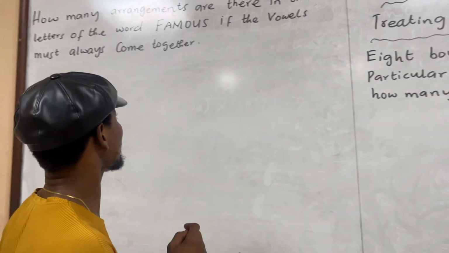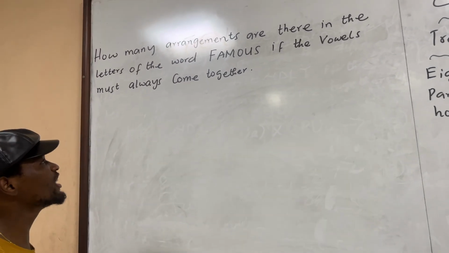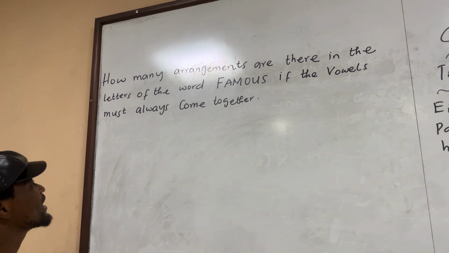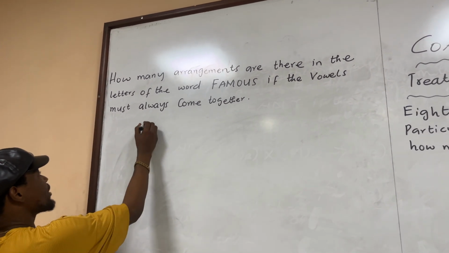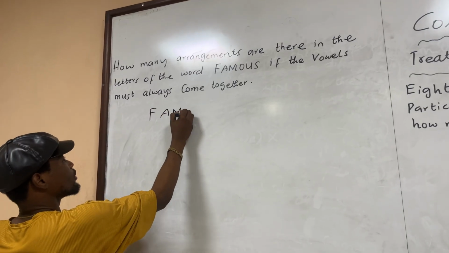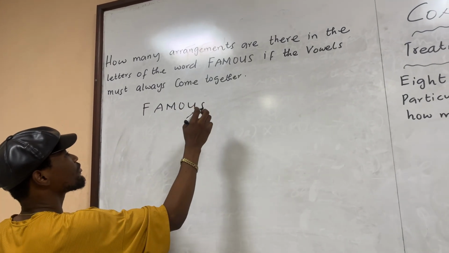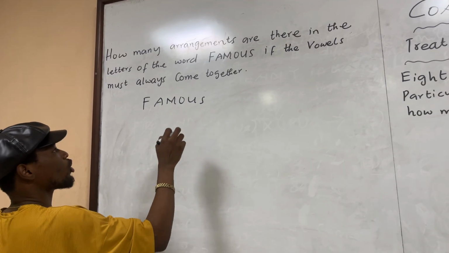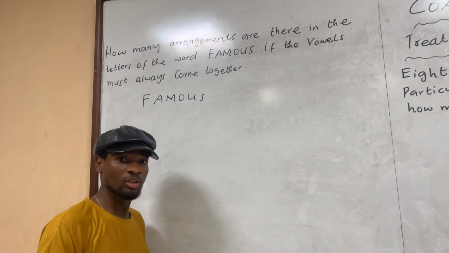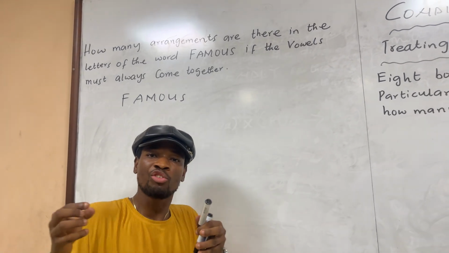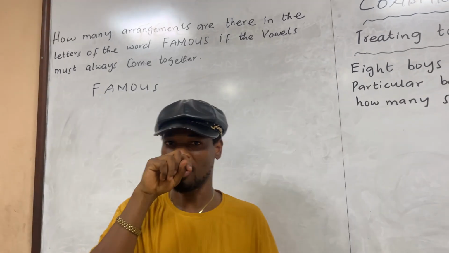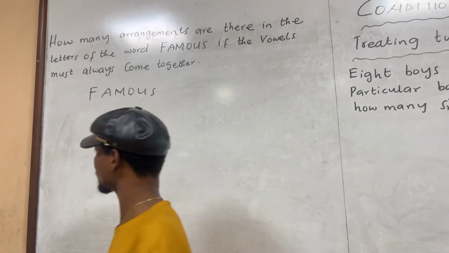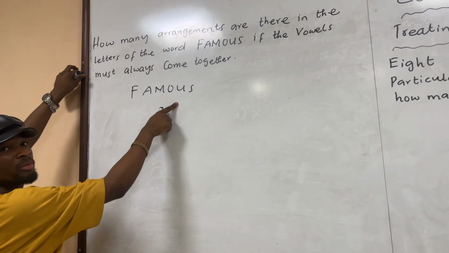The question reads: how many arrangements are there in the letters of the word famous, if the vowels must always come together? So that means we are going to treat or consider the vowels as a single unit. Remember, it's a condition.